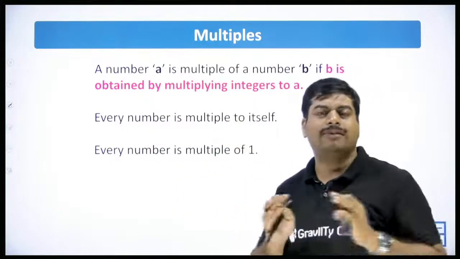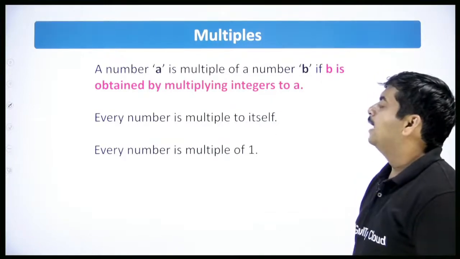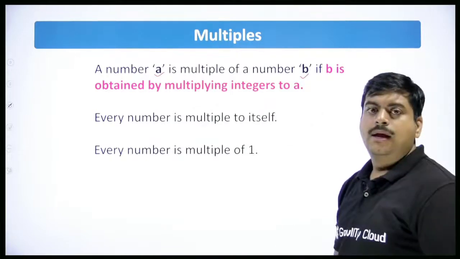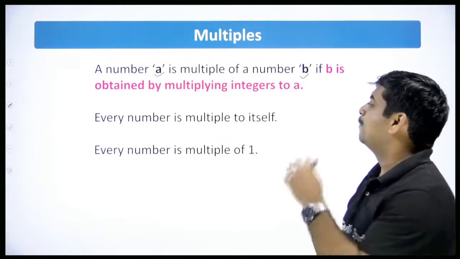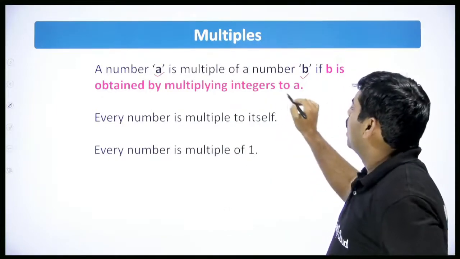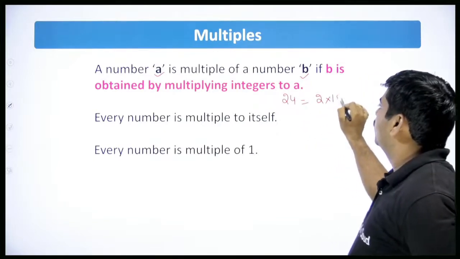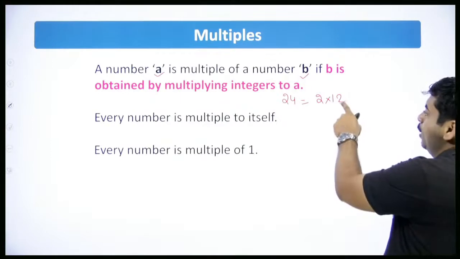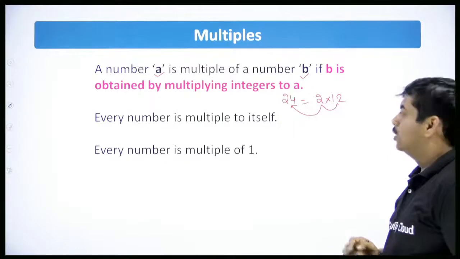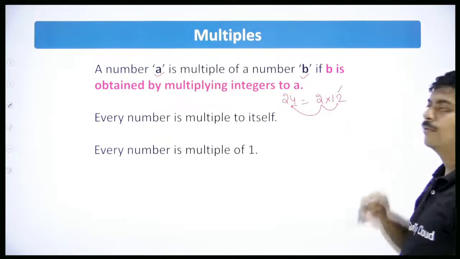Let us break that into several parts. A number A is a multiple of number B if B is obtained by multiplying integers to A. For example, okay, I have a number 24. I can write it as 2 into 12. Correct? For the number 12, I am multiplying with 2 to get 24. Correct? So 24 is a multiple of 12.